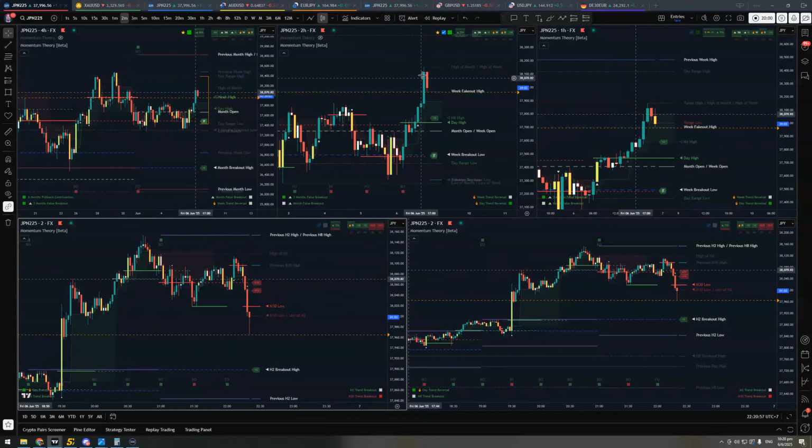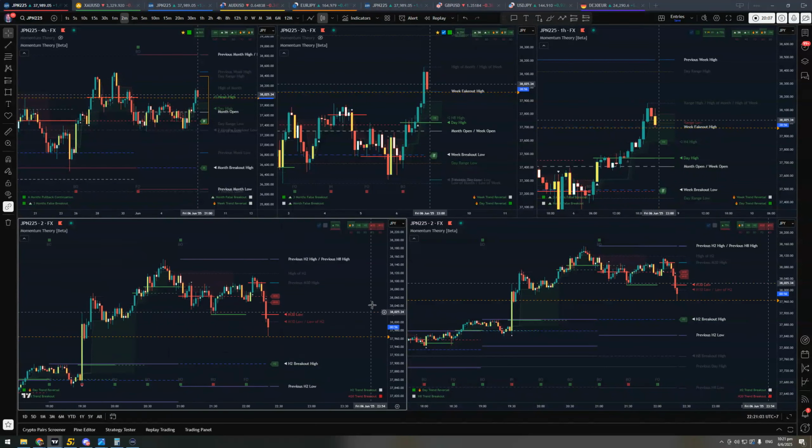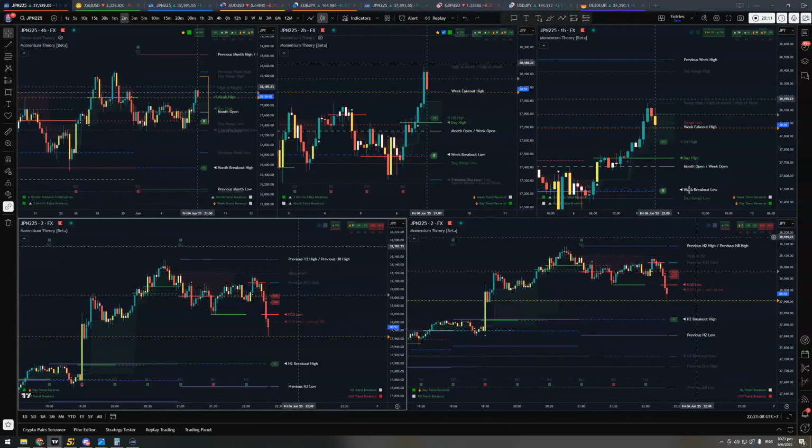so on the 2-minute, I'm trading this H2 bar, which is what I was originally looking for. So I think I'll stick with this one. So the entry on the 2-minute is if price gets above this M30 breakout level.